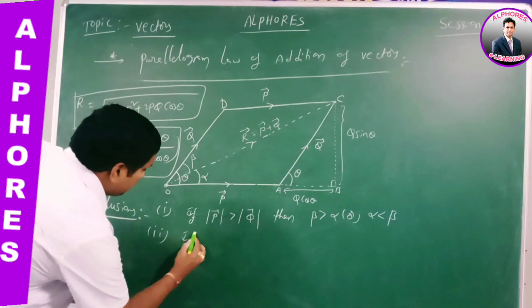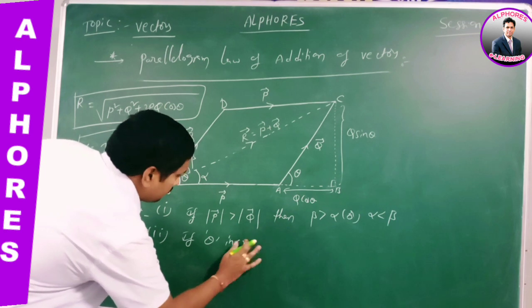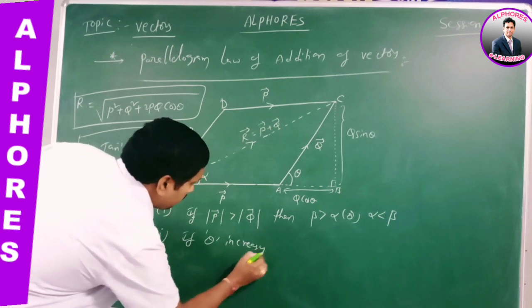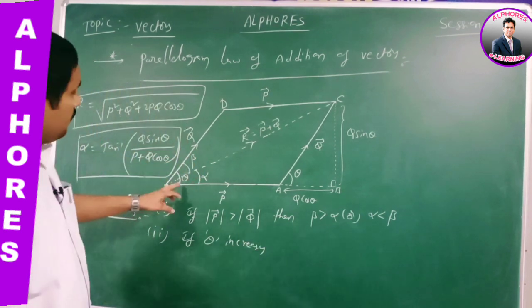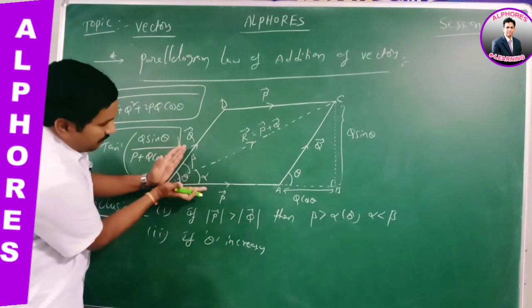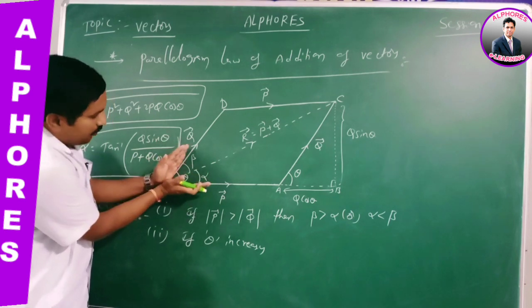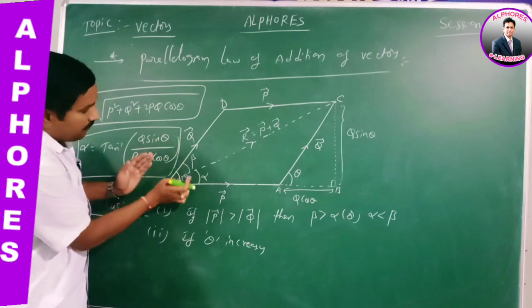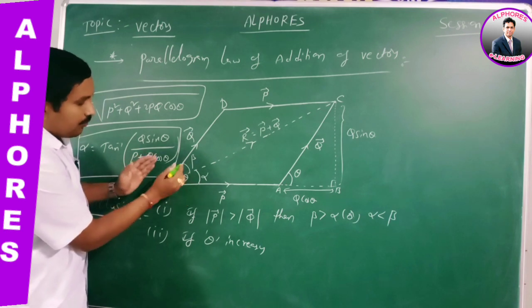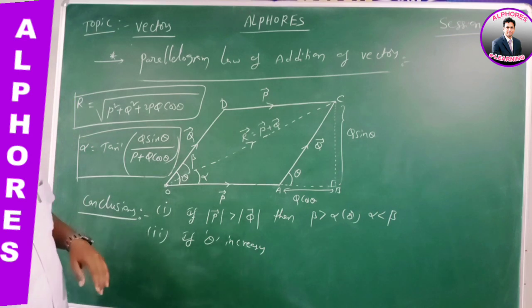If theta increases, means the angle between P bar and Q bar increases like this. This is the angle between P bar and Q bar, so these values increase. That means P bar and Q bar align like this. What happens to this R bar? Does it increase or decrease?